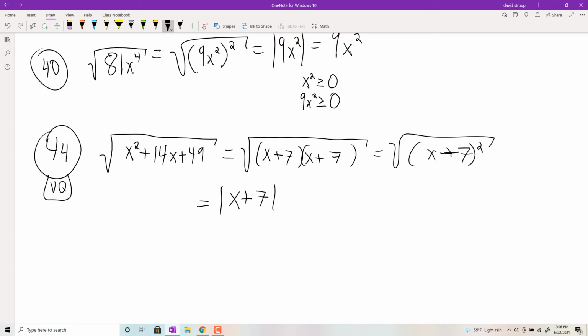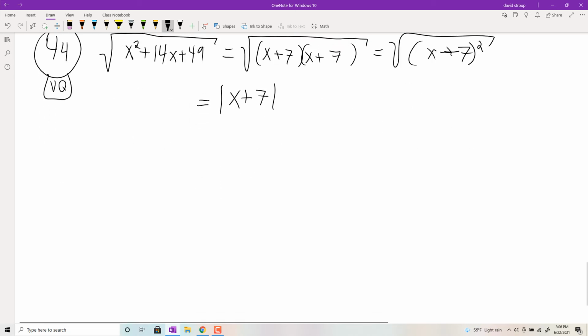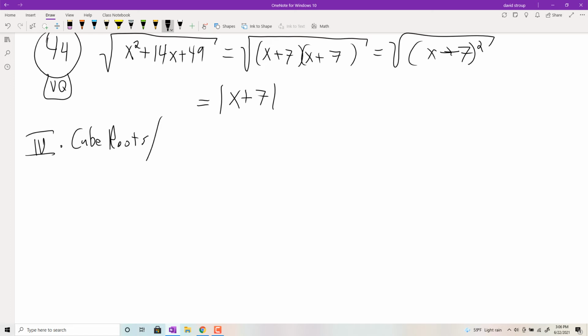Okay. Let's move on to cube roots and cube root functions. That was the first quiz. That's the first question in video homework number 5. Anyways, let's move on. Cube roots and cube root functions.